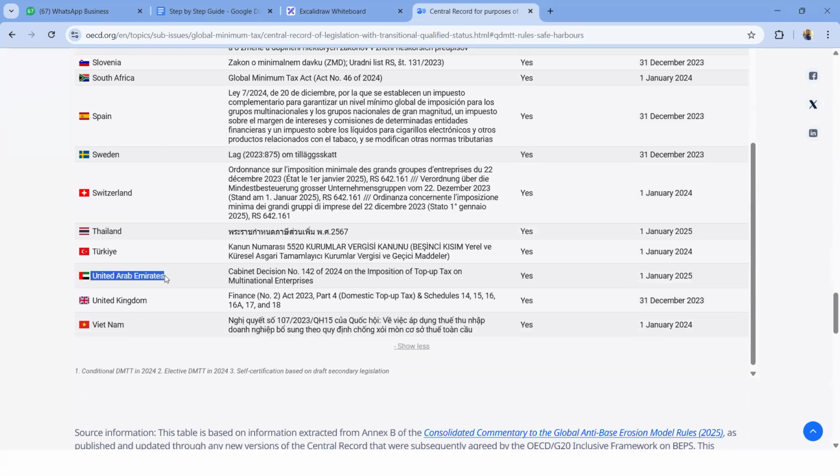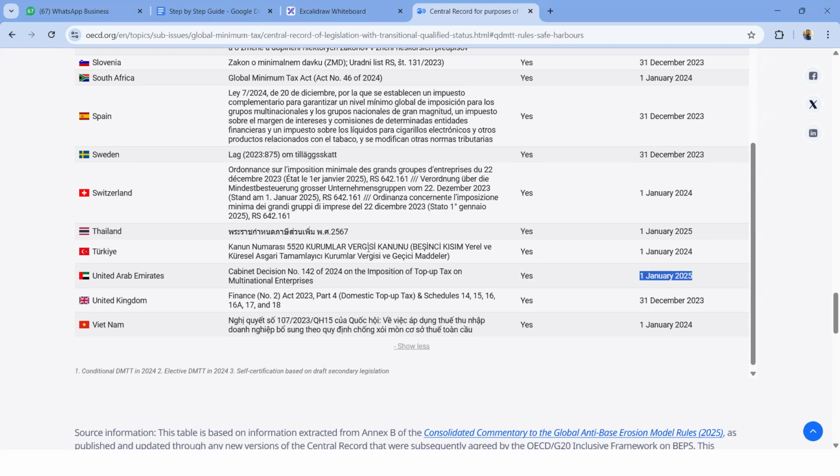So yes, UAE is there. UAE's Cabinet Decision 142 of 2024 is a QDMTT, not just a DMTT. It's a QDMTT, and it has qualified safe harbor status also. So that means for UAE entities, you only need to do these calculations once. And it is applicable from 1st January 2024.